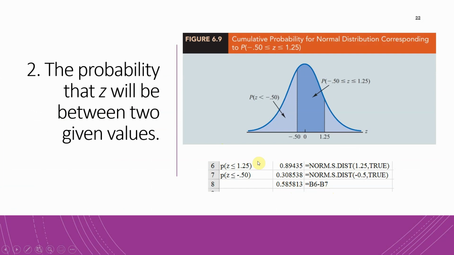So again, I hope that makes sense. We're taking the area up to 1.25, and then the area up to negative 0.50, and we subtract off this little tail from this whole area to be left with this area in between. So basically, the probability that z would be between negative 0.5 and 1.25 is about 0.5858, or about a 59% chance.